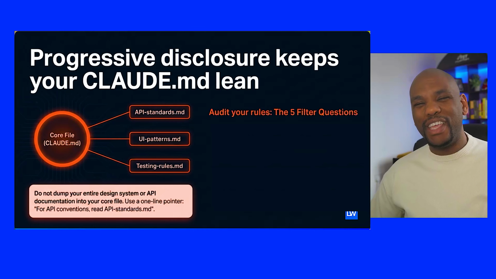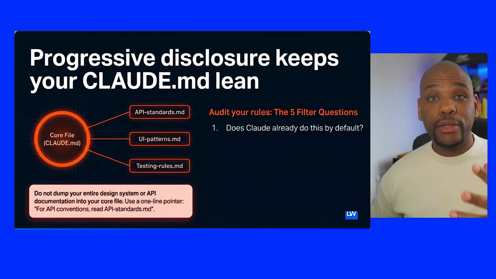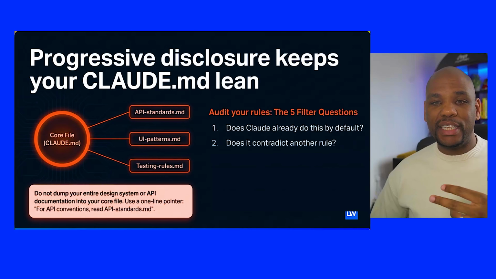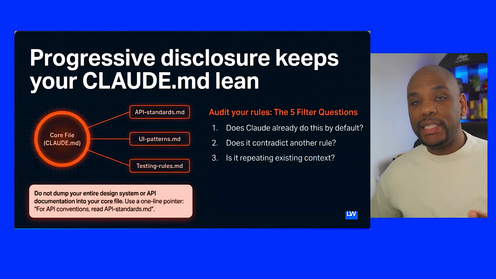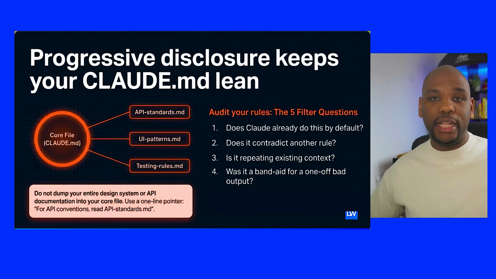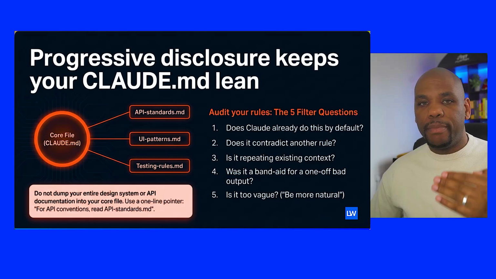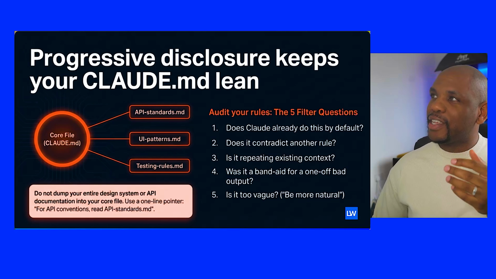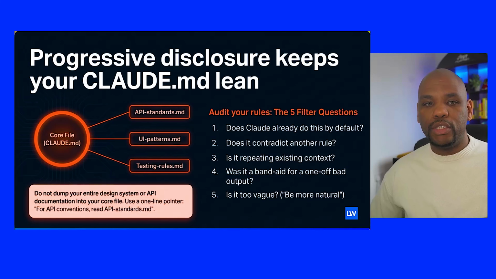Some quick questions to think about when you're building your CLAUDE.md so it works for you. First, does Claude already do this by default? Second, does it contradict another rule that you've written somewhere else? Is it repeating existing content? Was it a band-aid for a one-off bad output that it made in some chat beforehand? Or is it being too vague, like "be more natural"? Be very specific in your language, but try to use brevity. Being brief and specific with your words is always super powerful for you as well.